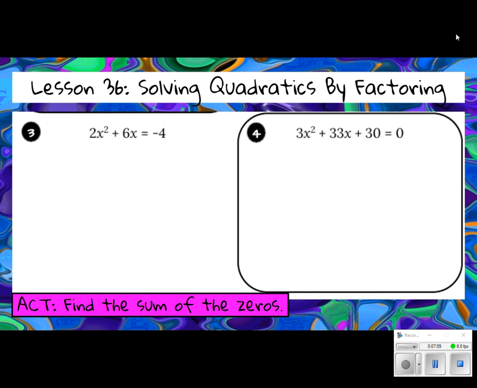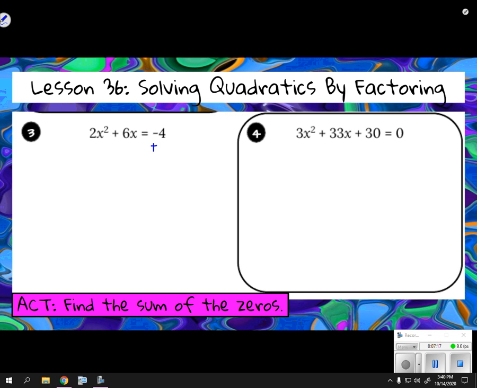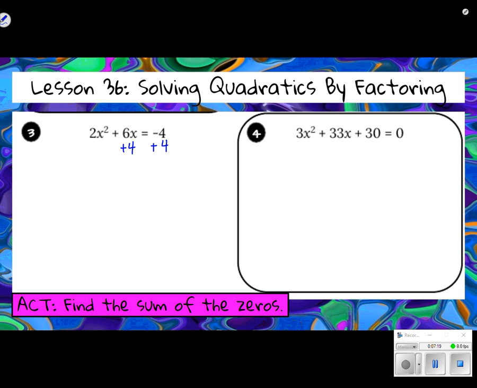All right, let's look at number 3. Does it equal 0? No. Let's add 4 to both sides. So I get 2x squared plus 6x plus 4 equals 0. Now, there's a 2 in front of my x squared, so that means I need to slide and divide. However, do you see that there's a greatest common factor? Let's factor out a 2. So we end up with x squared plus 3x plus 2 equals 0.